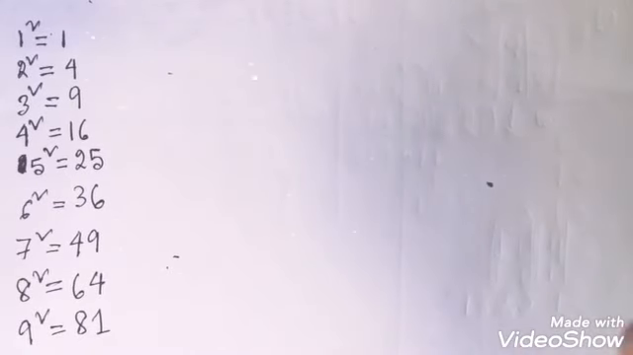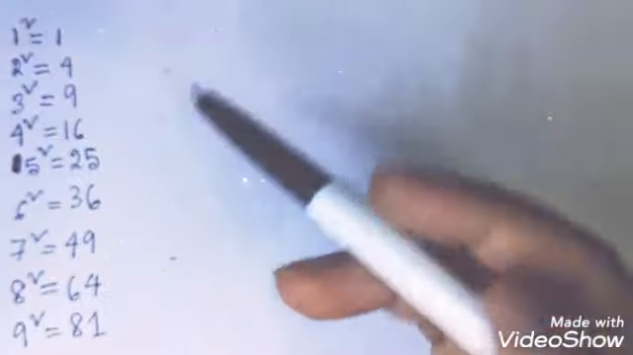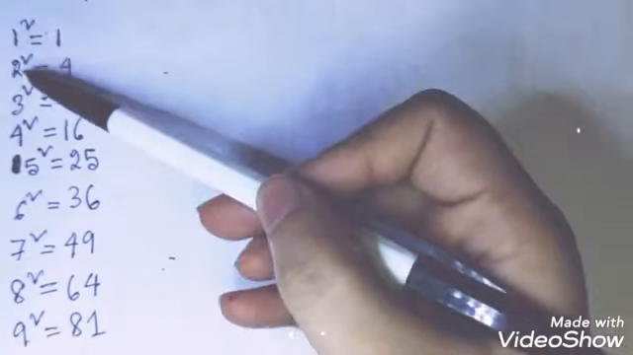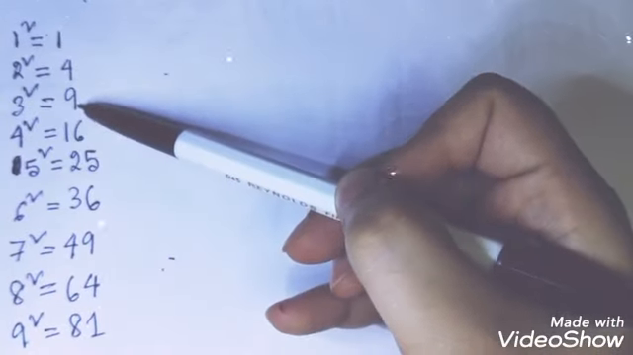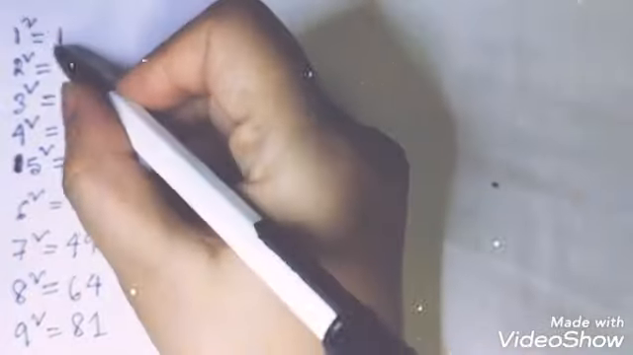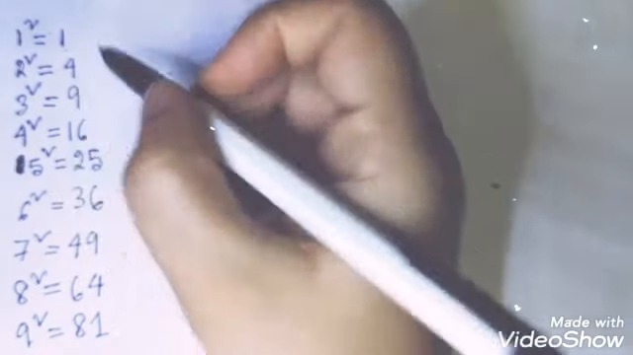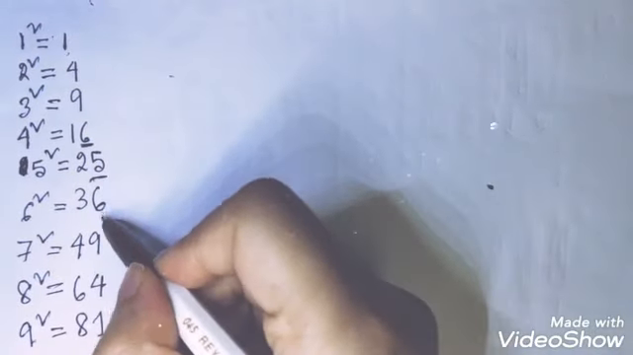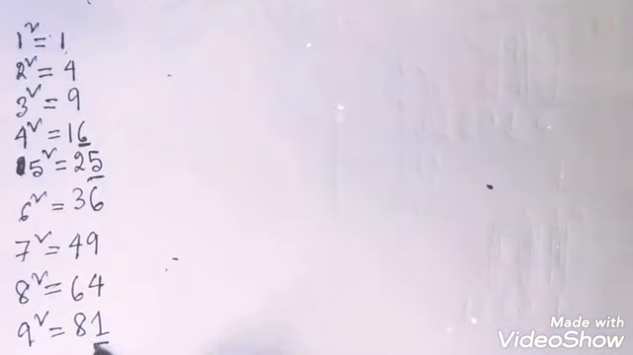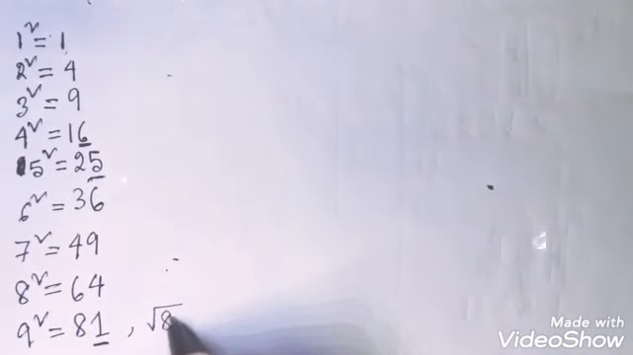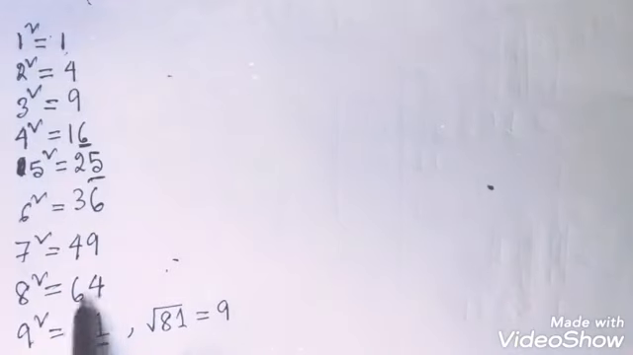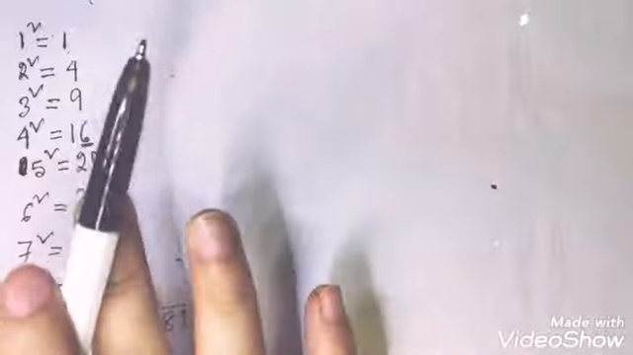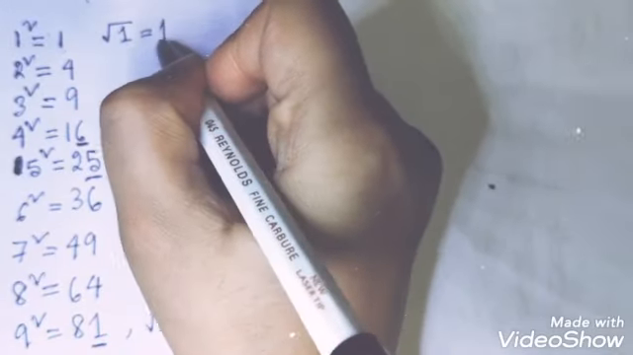Next thing you have to know is the squares of the numbers from 1 to 9. That is, 1 square is equal to 1, 2 square is equal to 4, 3 square is equal to 9, and so on. Here the unit digit is 1, here 4, then 9, here the unit digit is 6, and then 5, and so on, and at last you can see the unit digit is 1. Now square root of 81 is 9. Similarly, square root of 64 is 8, and square root of 49 is 7, and so on. Square root of 1 will always be 1.